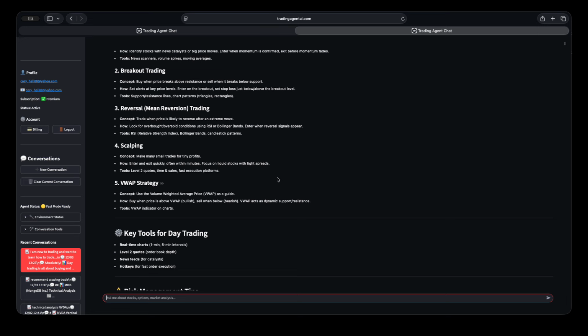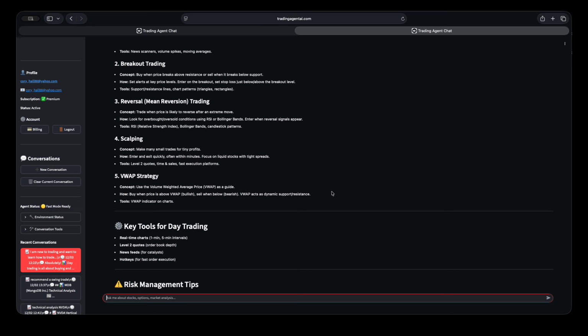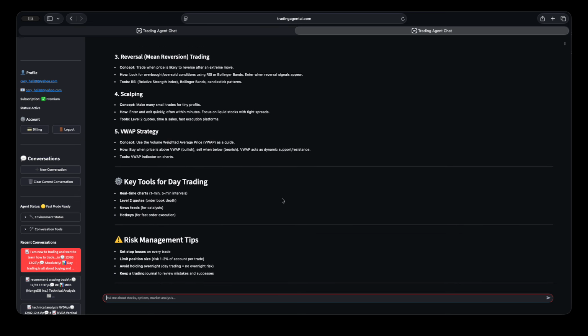And then the VWAP strategy. Use the volume weighted average price as a guide, which VWAP is a technical indicator. Buy when the price is above VWAP, which means it's bullish. Sell when it's bearish, which means it's below VWAP. VWAP acts as a dynamic support and resistance. Tools are typically the VWAP indicator on charts, or you can look at VWAP in the level 2 in your broker, which we'll cover in a little bit.